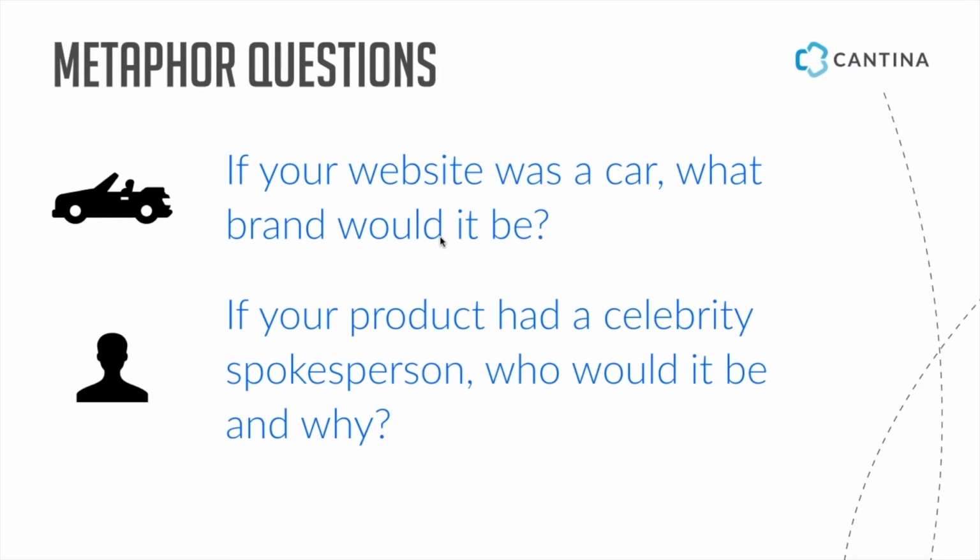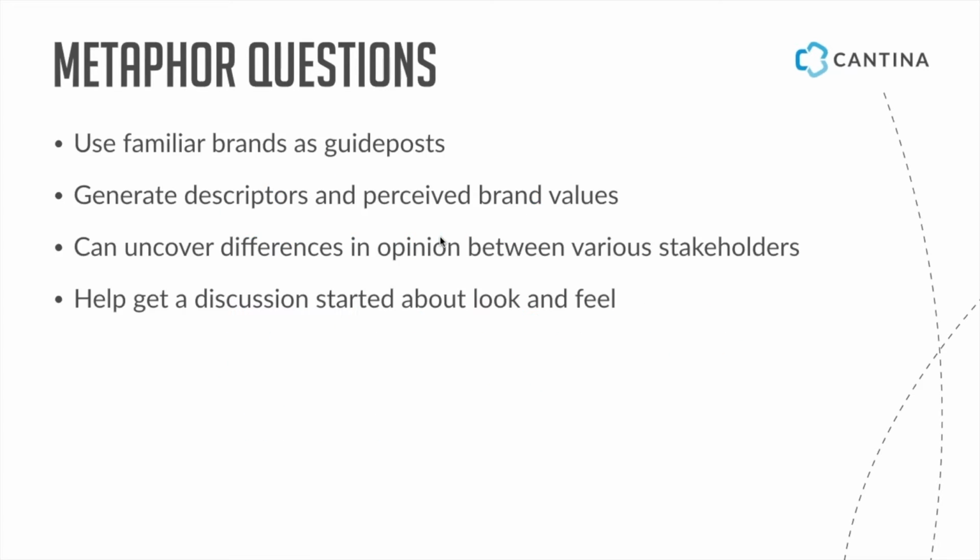A few common examples include questions like, if your website was a car, what brand would it be? If your product had a celebrity or spokesperson, who would it be and why? Think of William Shatner and some of the others that are out there. As you can imagine, a digital product that is supposed to feel like a luxury BMW will need a very different look and feel than one that is more in line with a utilitarian minivan. Metaphor questions are good at uncovering differences in stakeholder opinions about how their brand or digital product should be perceived. Discovering these contrasts early helps us get a true discussion started about design, look, and feel, and helps establish a common starting point for further exploration.